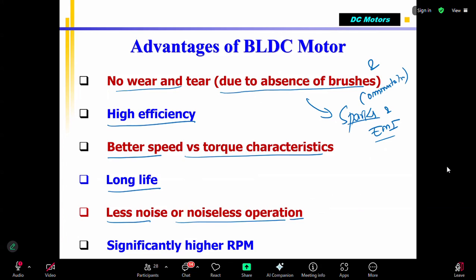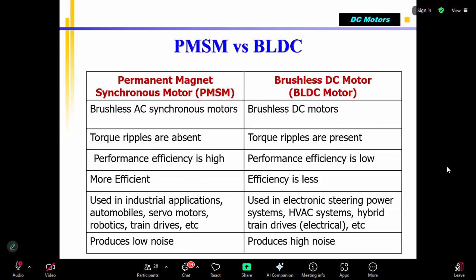So smooth operation. Significantly higher RPM can run compared to other types of motor. They can run 6,000 RPM, 8,000 RPM, something like that. These are important advantages. Please note down.